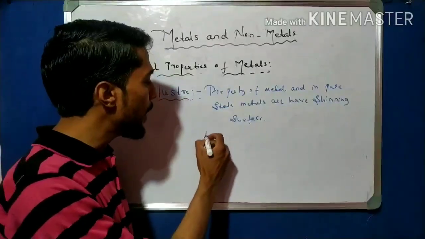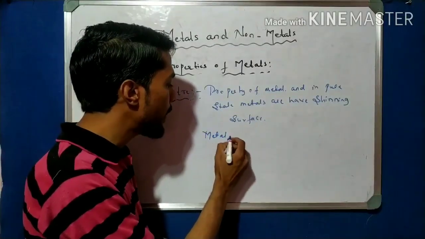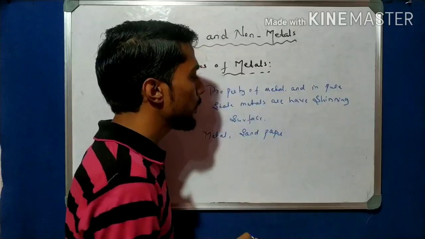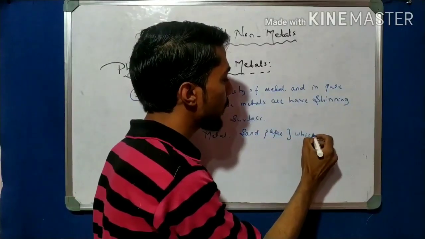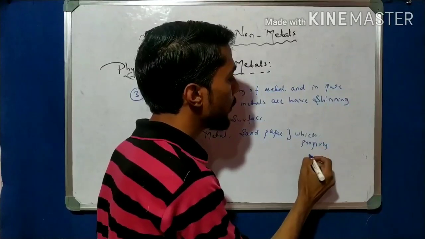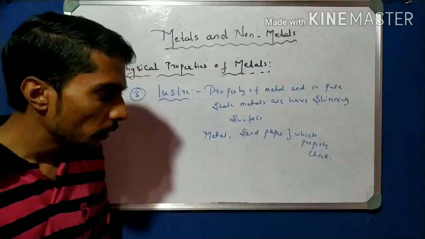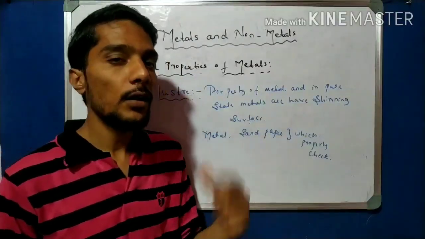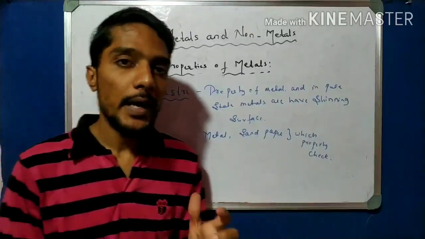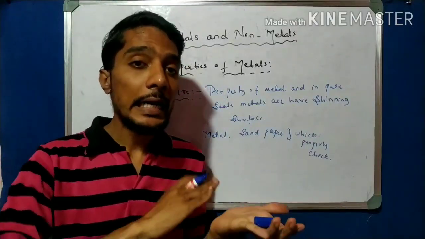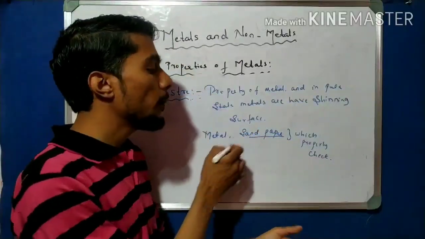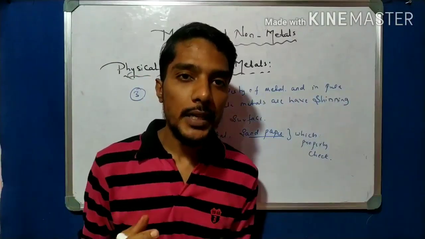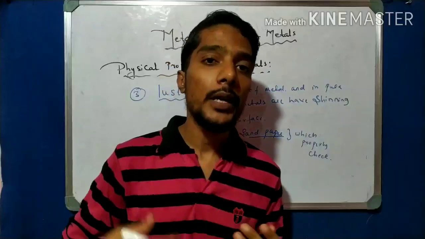If, for example, I give a metal and a sandpaper, which property do you check? This is very important. It is the luster property. If metals are rusted, you take the metal and clean it with sandpaper, and you observe that the metal surface starts shining. Copper, when rusted, is not shining; when copper is cleaned, it is shining.